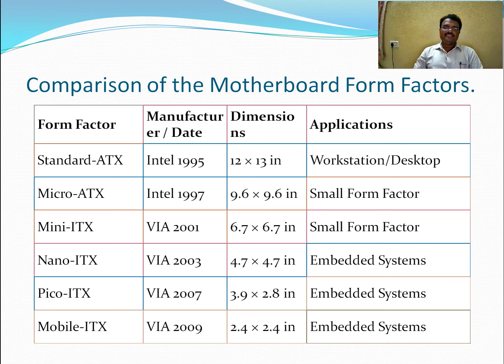Pico ITX was also developed by VIA Technologies in 2007. The size was 3.9 inches by 2.8 inches, used in embedded systems. Mobile ITX was also manufactured by VIA Technologies in 2009. The dimensions are 2.4 by 2.4 inches, also used in embedded systems. So this is the comparison of all motherboard form factors which we have discussed.